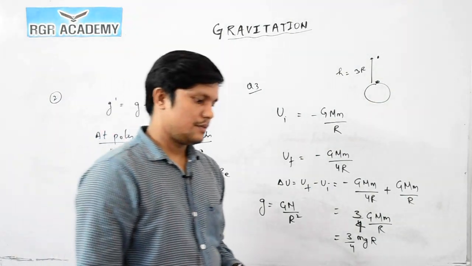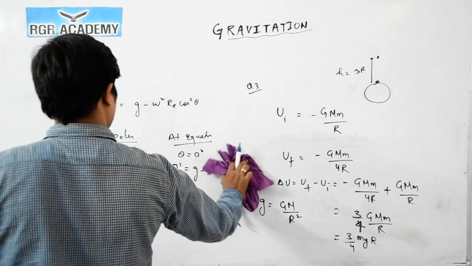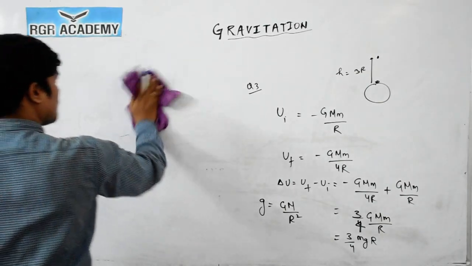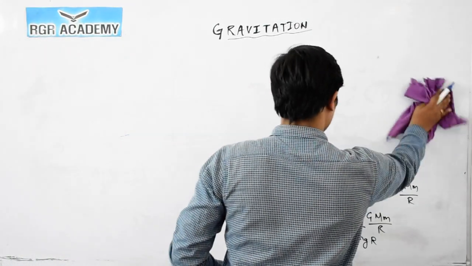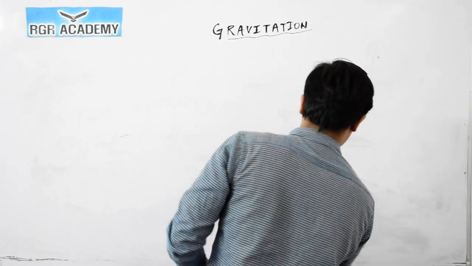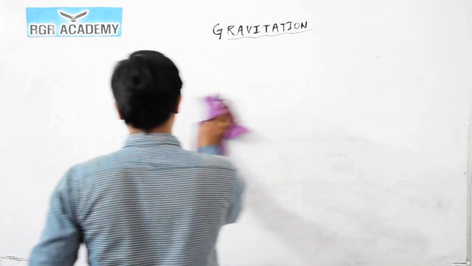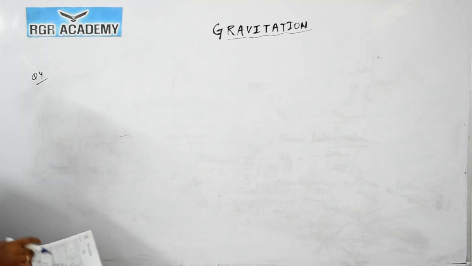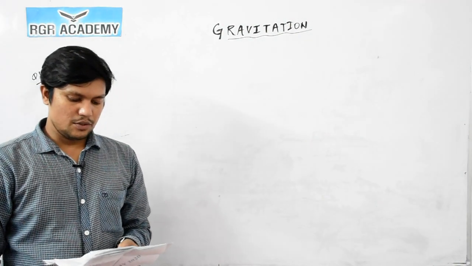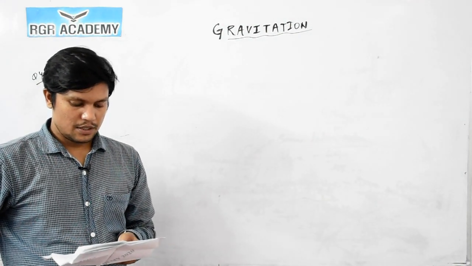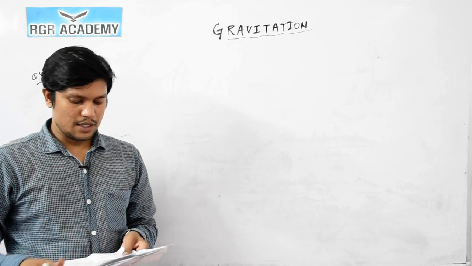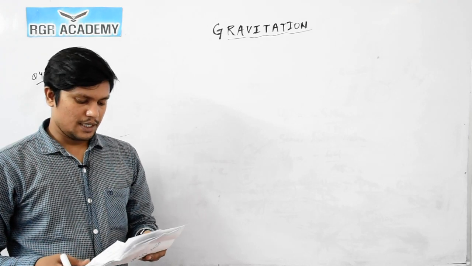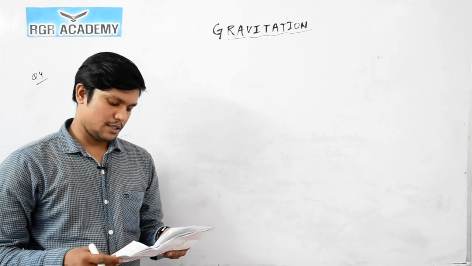Now question number 4. A satellite is launched into circular orbit of radius R around the earth, while a second satellite is launched into an orbit of radius 1.02 R. The percentage difference in the time period of the two satellites is, okay.